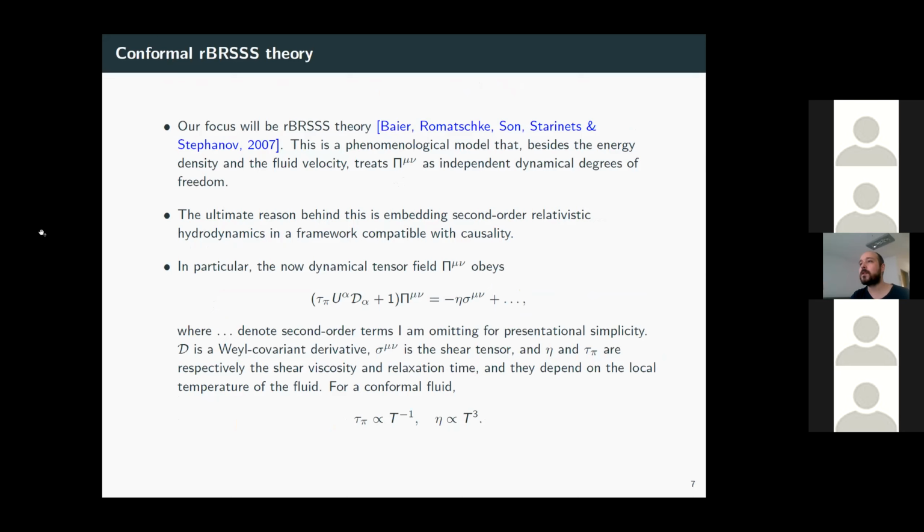Our focus in this work is going to be BRSSS theory, which, in case you don't know, I guess most of you know this, but I'm just going to repeat it for completeness.